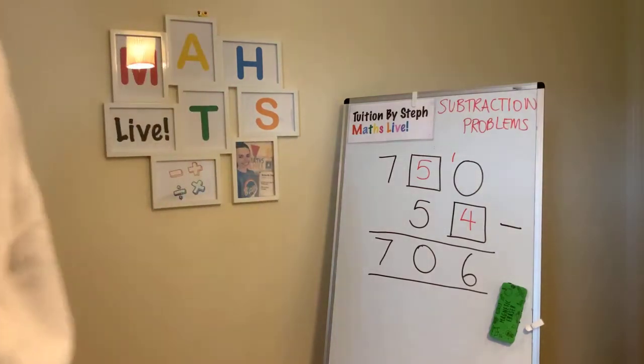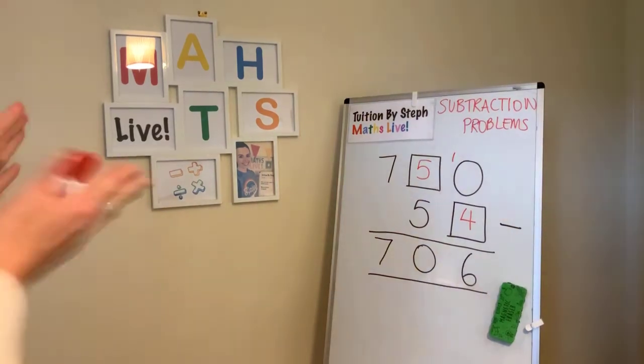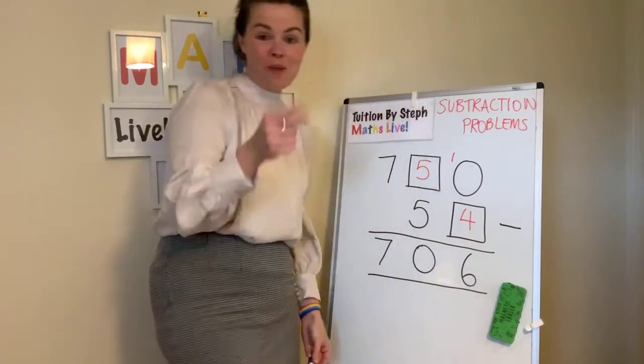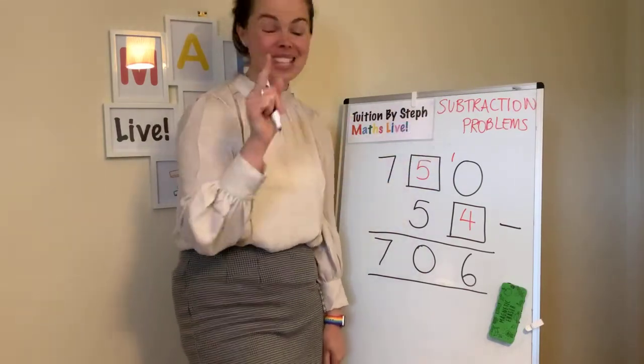What do you think? You tell me. Does that work? Why not? Tell me, why does it not work? Well done, guys. It doesn't work because I did 5 take away 5, which is 0, and that doesn't work because we had to make it into 4.